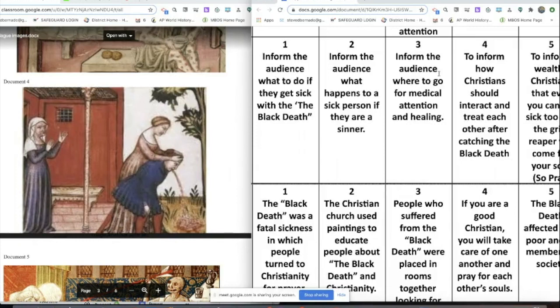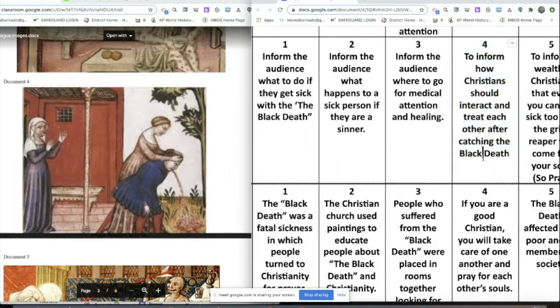So what is the purpose of image 4? Take a look. To inform how Christians should interact and treat each other after catching the Black Death. That is the purpose. So while this entire sickness is spreading along Europe, Christians can look to these paintings to understand how to act, what to do, how to change their lives. Okay? So that is the purpose, why the individual painted this, to inform how Christians should interact and treat each other.